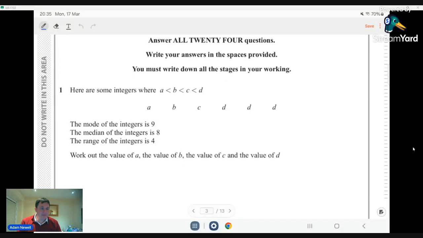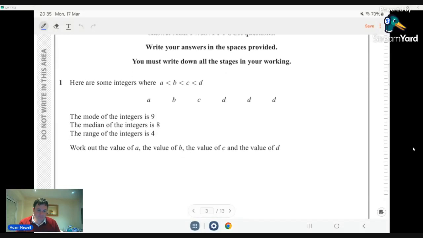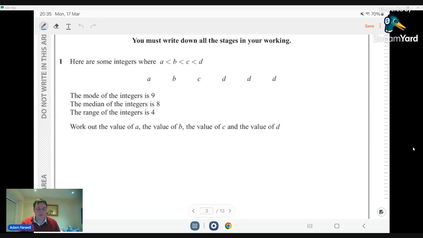Okay, question number one. We've got some numbers where A is the smallest, B the second smallest, C the next, and then D the biggest. It tells us that the mode is equal to 9. Mode is most common, so therefore we've got to say that D is equal to 9. The median, now when there's an even number, that will be in between the two middle numbers there.